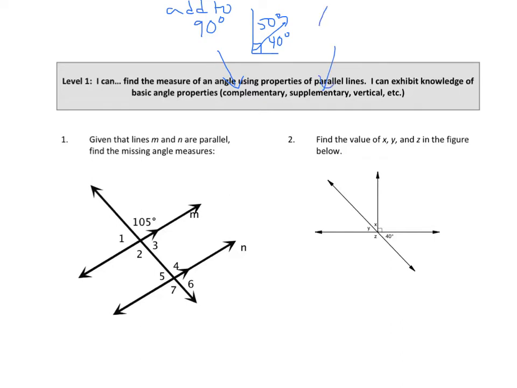Supplementary angles add to 180. Put together, they make a straight line. So you might have a 120-degree angle and a 60-degree angle, add them together, and you get a straight line.